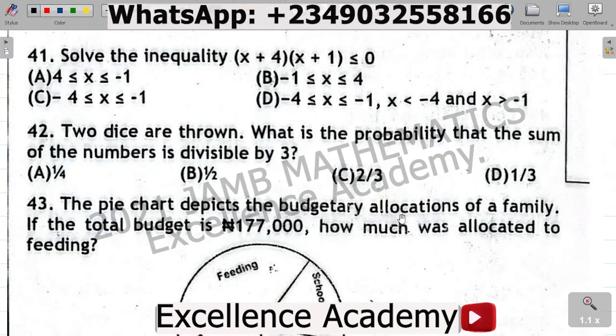Let's look at question 41 to 50 of the 2021 JAMB Mathematics examination. Question 41 says, solve the inequality x plus 4 multiplying x plus 1 is less than or equal to 0. You have option A, option B, option C, and option D. So how do we solve this particular question here?